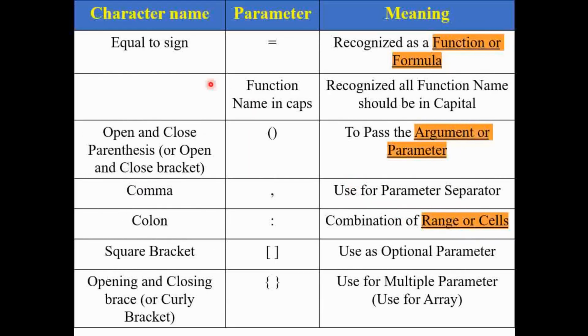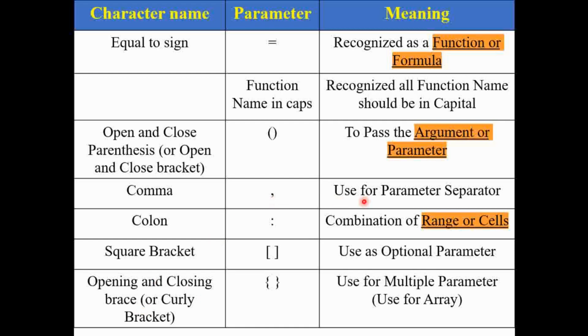Next question: you can observe here in detail the different characters, parameters, and their meaning used in a function. The equal to sign is recognized as a function or formula. The function name should be in capitals. Then the open and close brackets, or parentheses, are used to pass the argument or parameter, meaning which type of function is used for which type of task. Within the bracket it has the argument. Then generally we use commas, colons, square brackets, and curly brackets in a function.